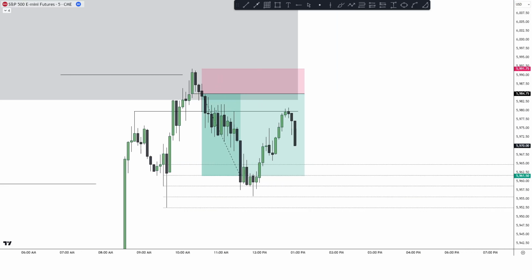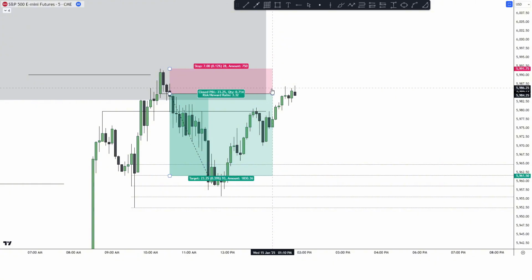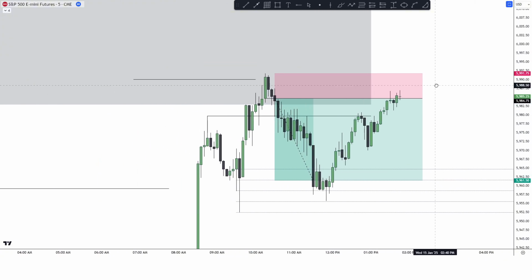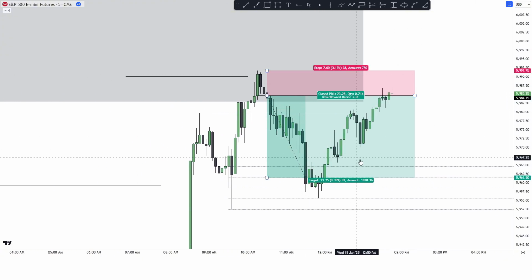And then we did see this overall reversal going into the PM session. So we're able to short at the exact high and catch the exact low of the markets utilizing this 3-step framework that I just taught you. So essentially that's going to be it for the video.